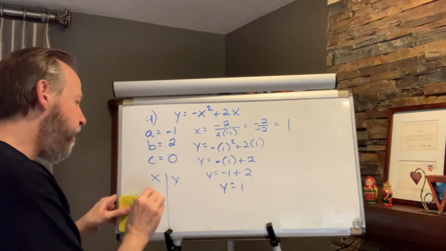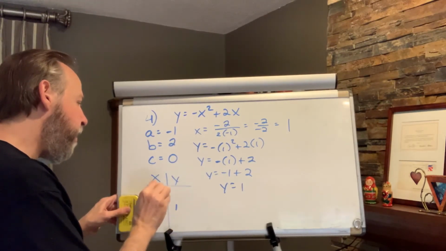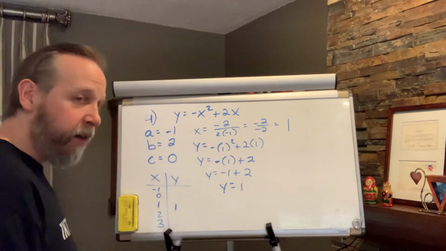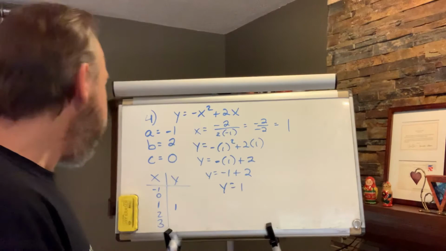So I'll make my t-table 1, 1. So we'll go 0, negative 1 up here, 2 and 3 down there. So far, so good? Okay, great. Plug them in.